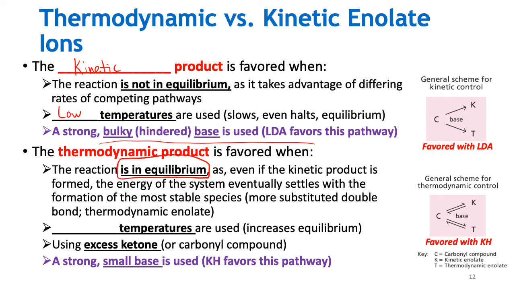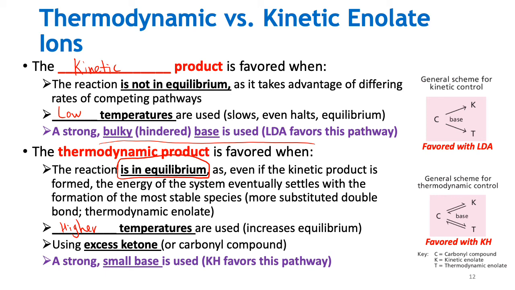Oftentimes you'll see higher temperatures in order to promote the equilibrium, because what happens is, even whenever you do form your thermodynamic enolate, you are forming some of your kinetic enolate. It's not going to say, oh, I only need to go to this position because I'm supposed to form the thermodynamic. It's going to form both, but keep in mind that as it goes through equilibrium, it's going back and forth, back and forth, back and forth, and over time it fully populates the thermodynamic product.